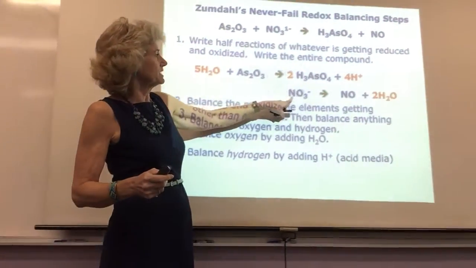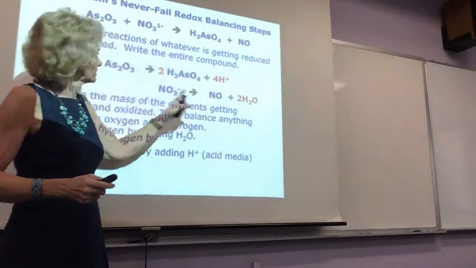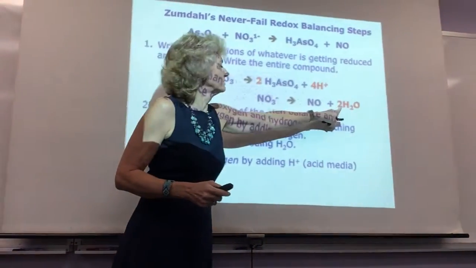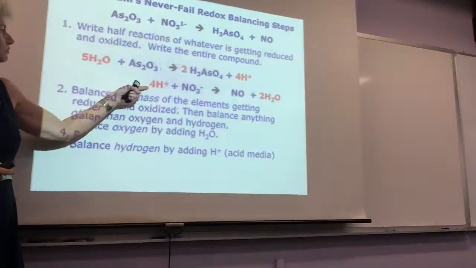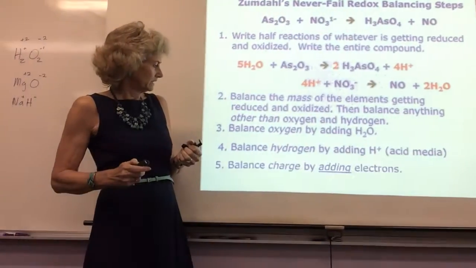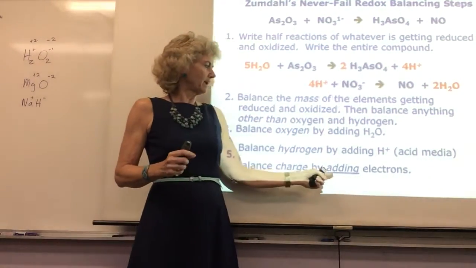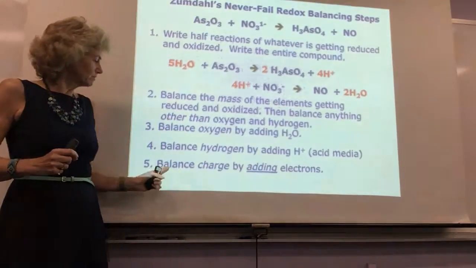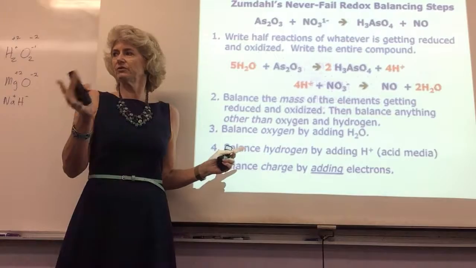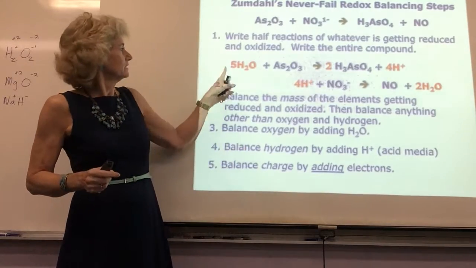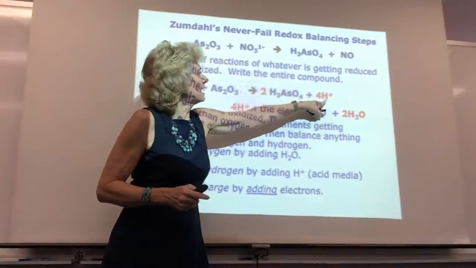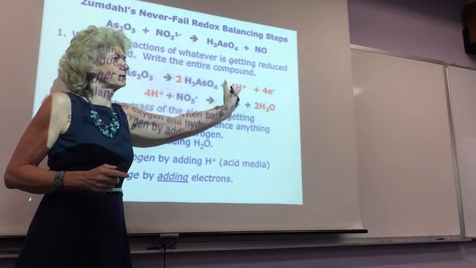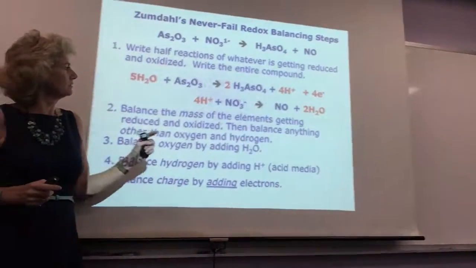So we've got a negative 1 here, and it's neutral over here. Oh, sorry. We were doing protons. We've got 4 over here. We need 4 protons on this side. Now we balance charge by adding electrons. You can't take them away. You can only add. And you just balance. You don't try to get both sides to zero. You just balance. So neutral, neutral, neutral, positive 4. So we need 4 electrons there to make them both zero, both sides zero.